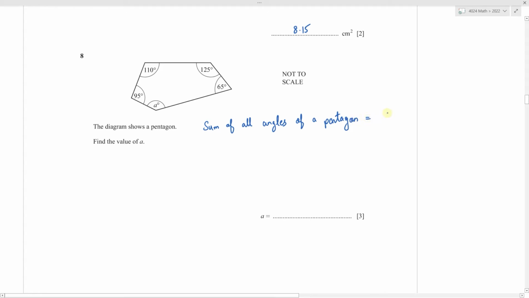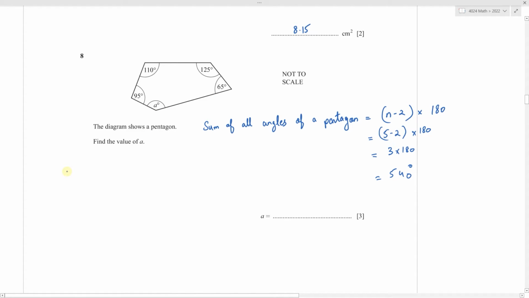So you know the formula is (n minus 2) into 180. This gives you the sum of all interior angles of any polygon, where n is the number of sides. So a pentagon has 5 sides. So (5 minus 2) into 180. This will be 3 times 180, so this will be 540 degrees. So the sum of all these angles is 540.